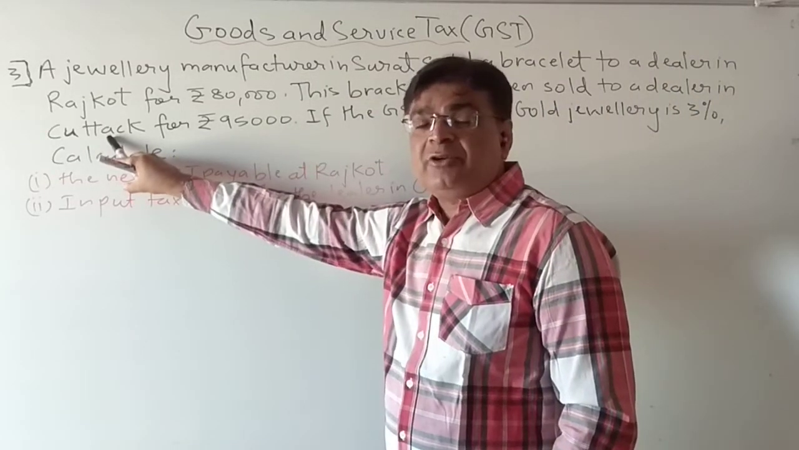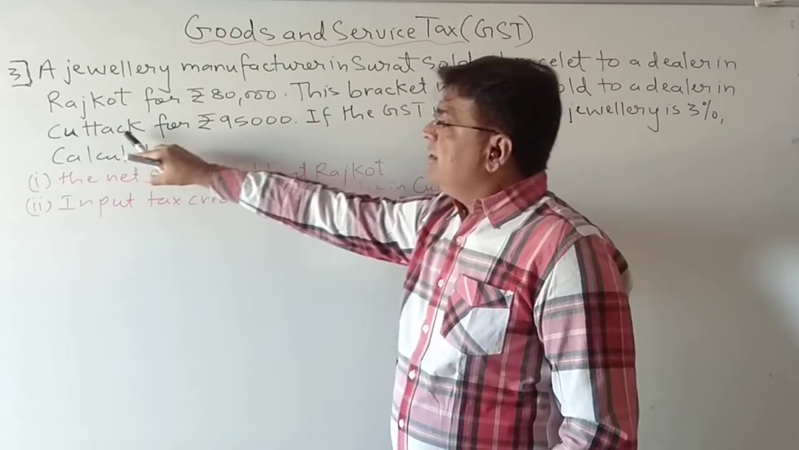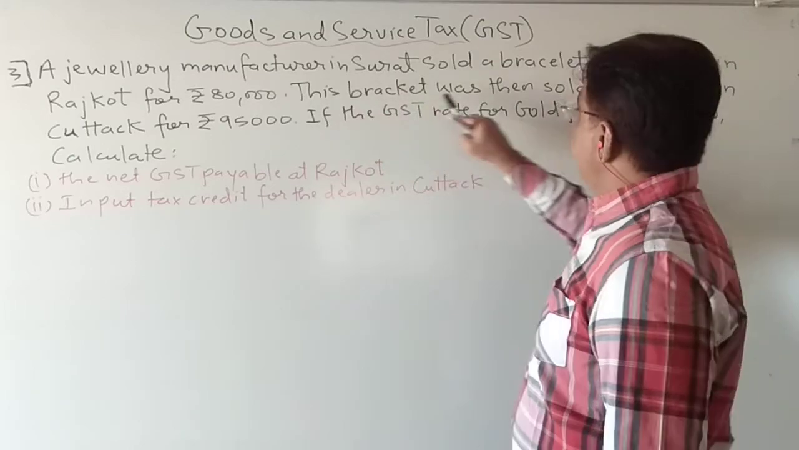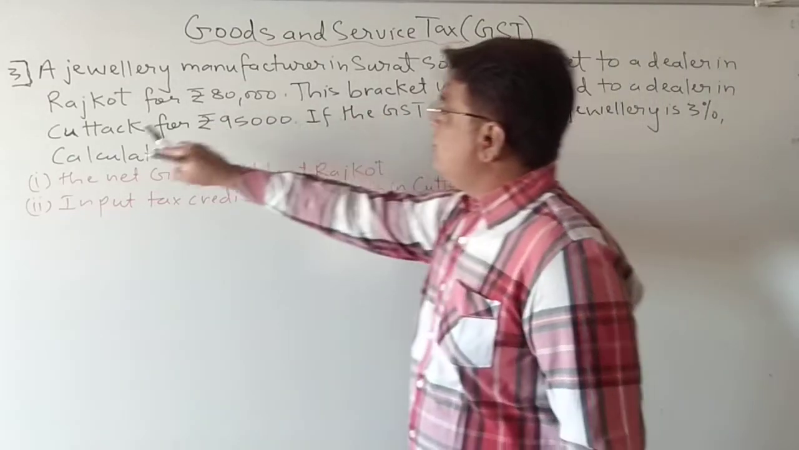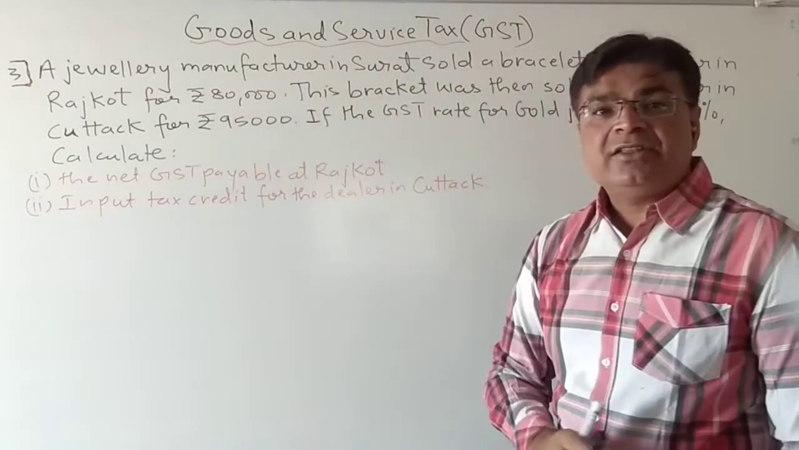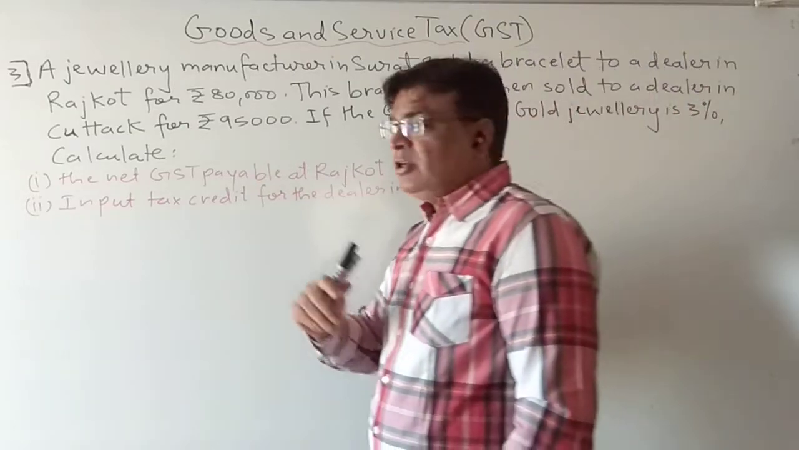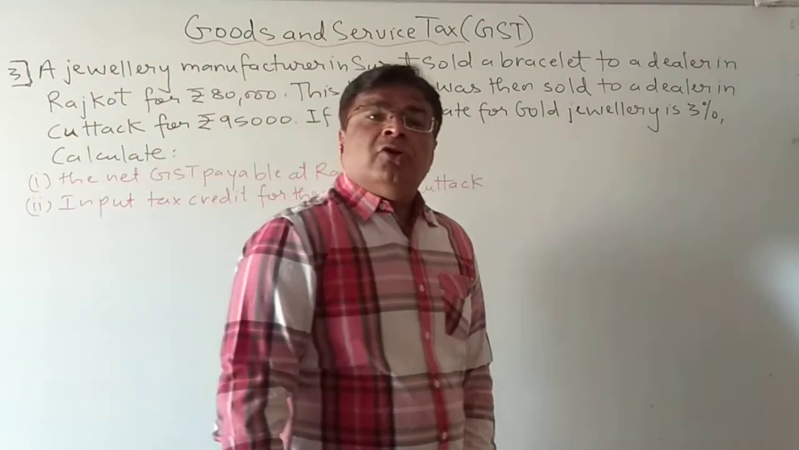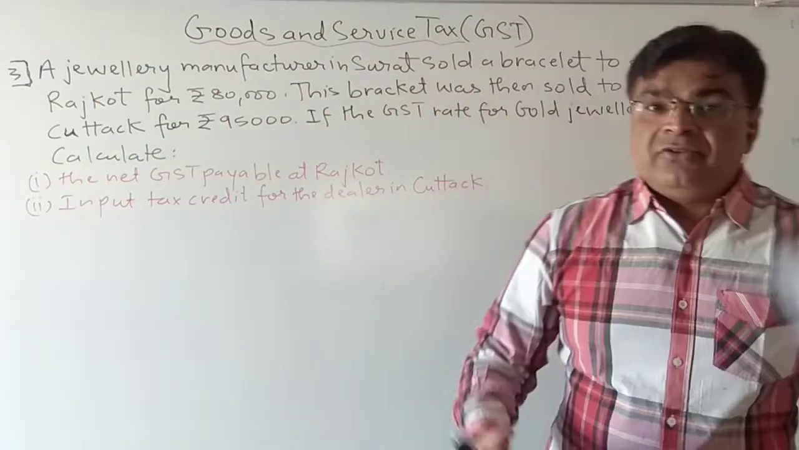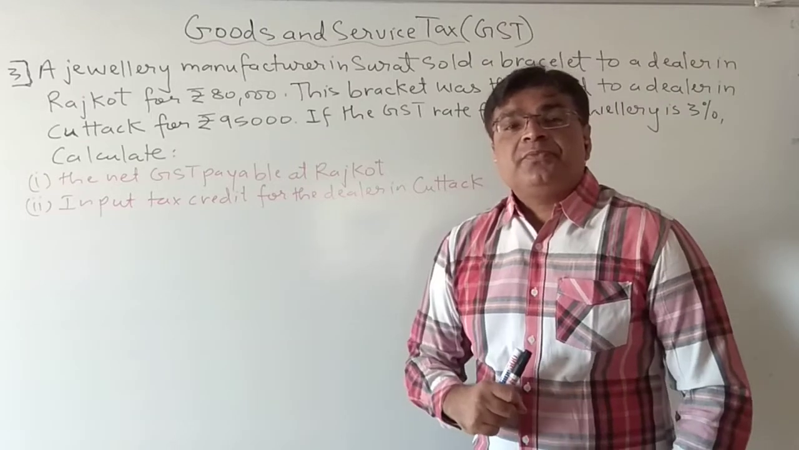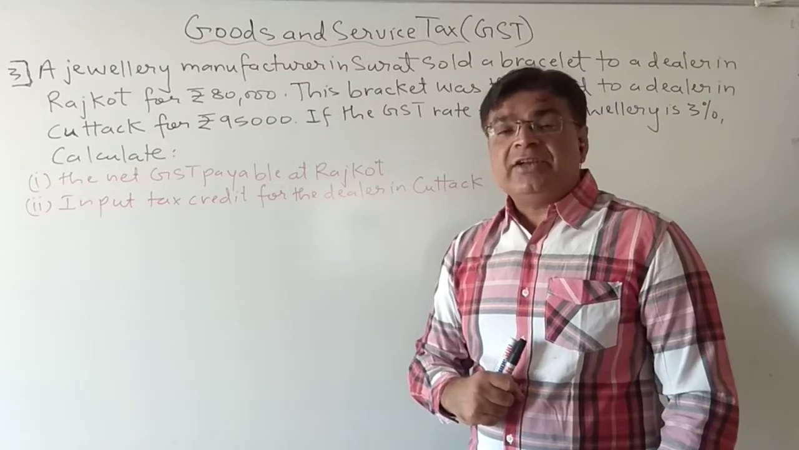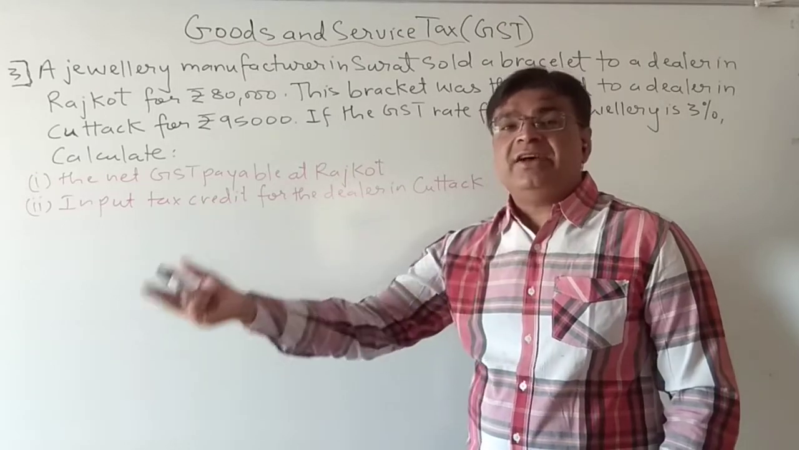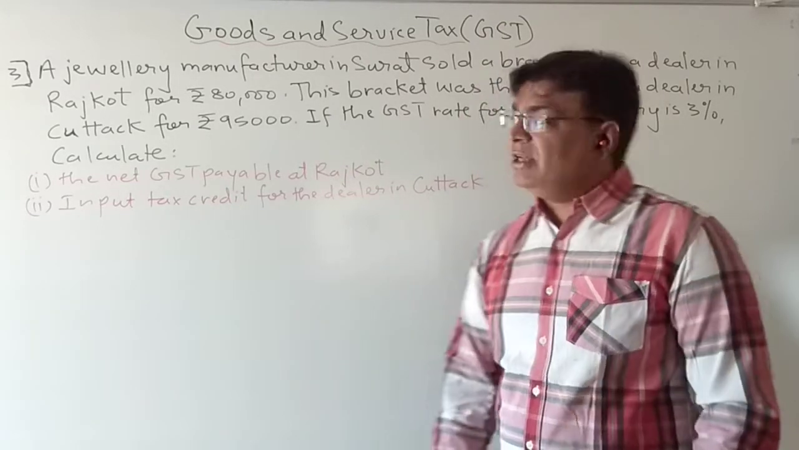Students, Cuttack means they are talking about Odisha state. Now from here it is interstate. So this bracelet was then sold to a dealer in Cuttack for rupees 95,000. Now the Rajkot dealer sold that bracelet to the dealer in Cuttack. So the Rajkot dealer will collect the tax from the dealer in Cuttack, and what is that tax called? Output tax. The tax which you collect while selling goods is called output tax.